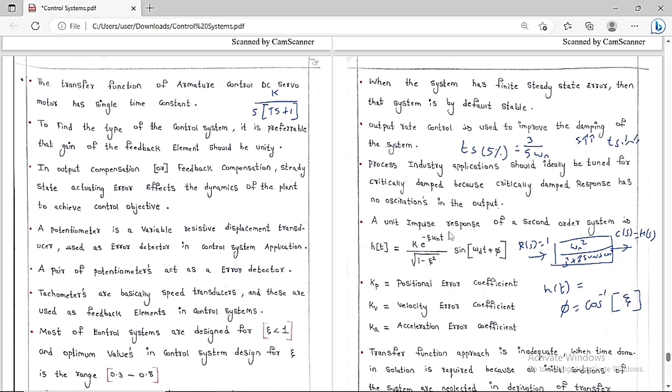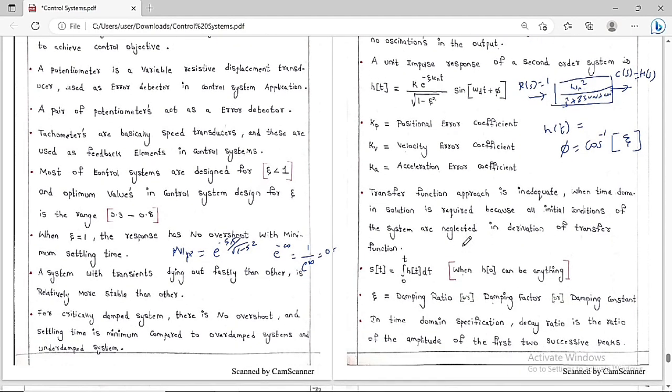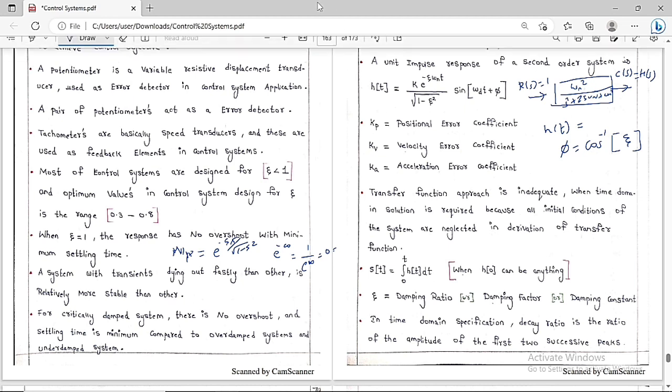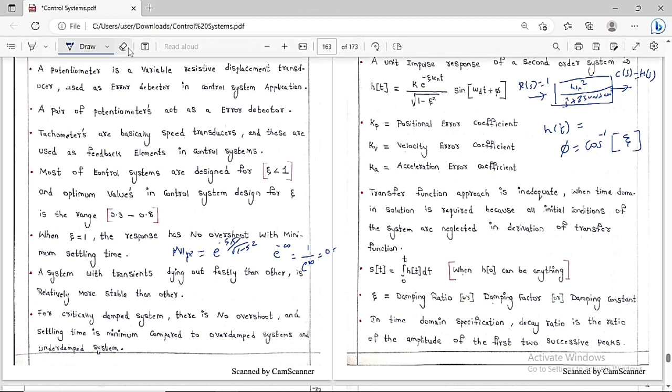The next point is Kp is called the positional error constant, Kv is called the velocity error constant, and Ka is called the acceleration error constant. Or coefficient also we can say; whether it's constant or coefficient, we can call it anything. These things always you have to keep in mind.